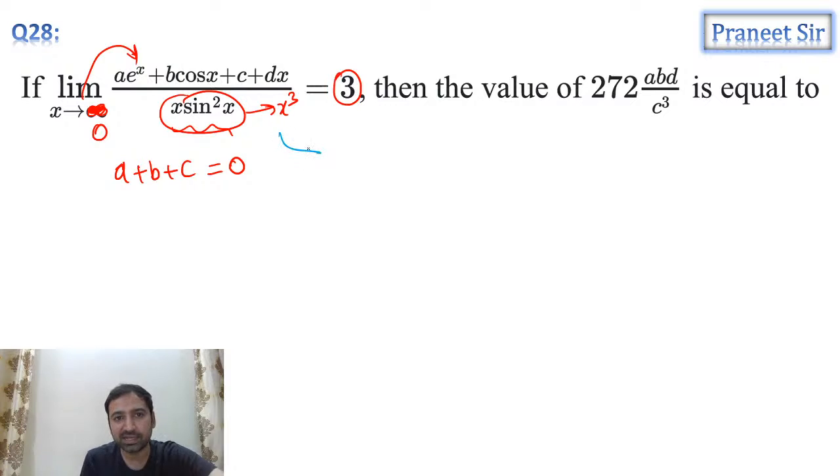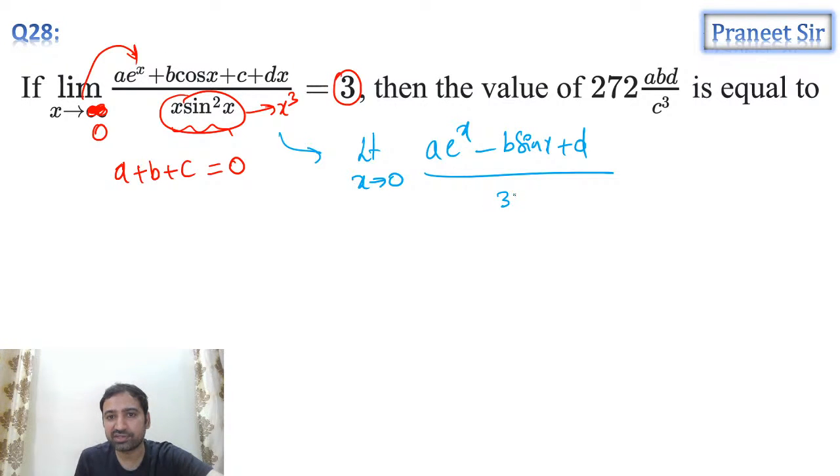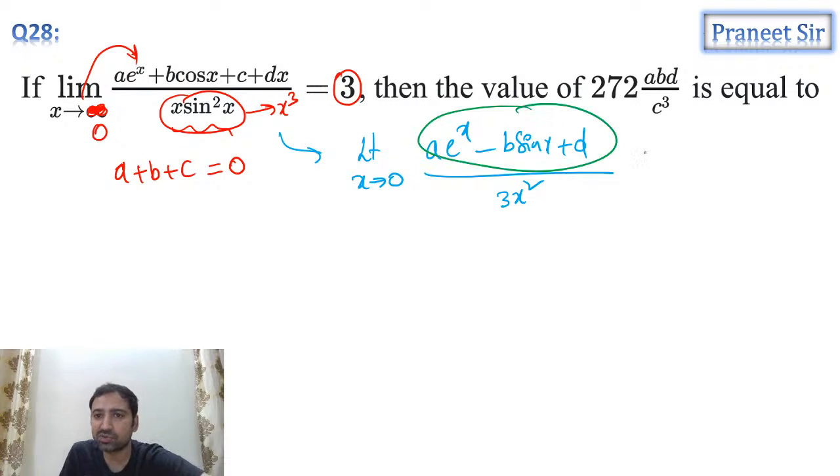If you apply L'Hospital rule for this, what we're getting is limit x tending to 0. e power x differentiation is e power x only, and cos x differentiation is minus sin x, and dx differentiation is d. x cube differentiation is 3x square. Again, we are getting 0 by 0, denominator is 0. Compulsorily numerator also should be 0. When we substitute x equals to 0 in numerator, what are we getting? a plus d is equals to 0, we're getting. Correct.